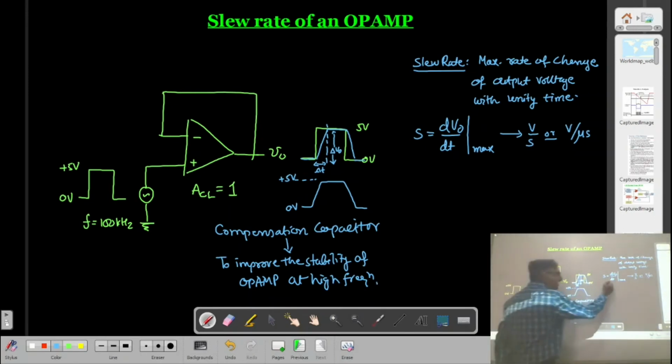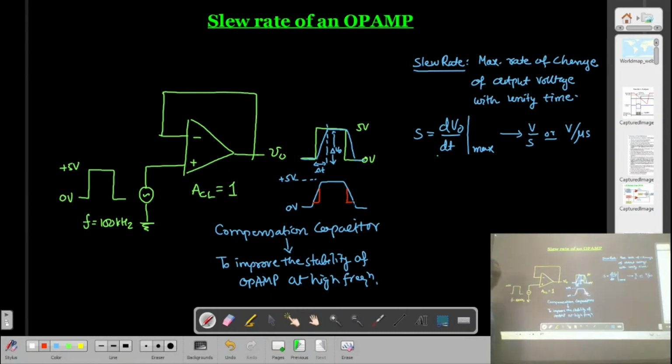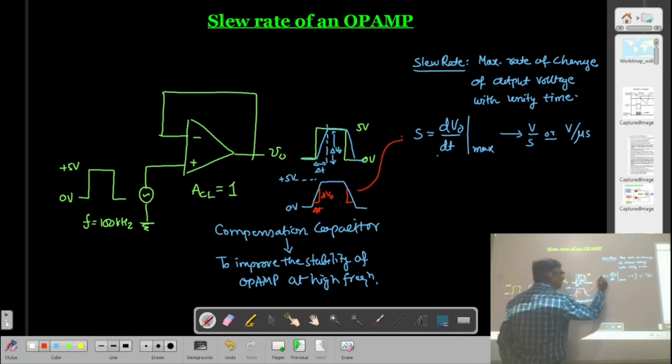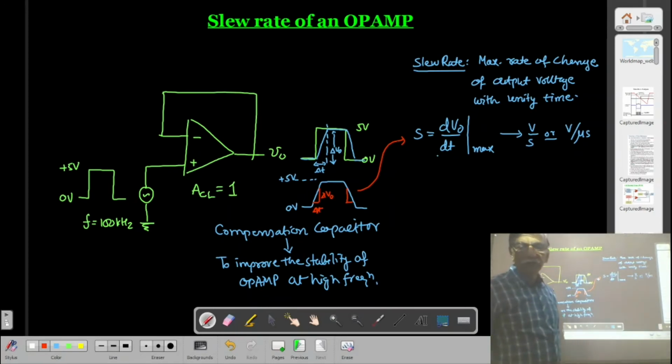So if you want to measure the slew rate, then you can find the slope of this. Whatever the rising edge is, or you can also take a falling edge of the signal, and that will give you the slew rate, because this is representing delta VO and this is representing delta T, and from that you can calculate the slew rate of the operational amplifier.